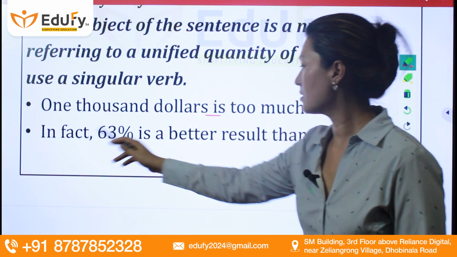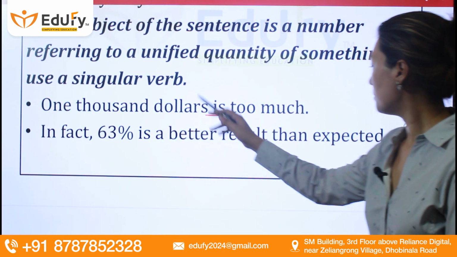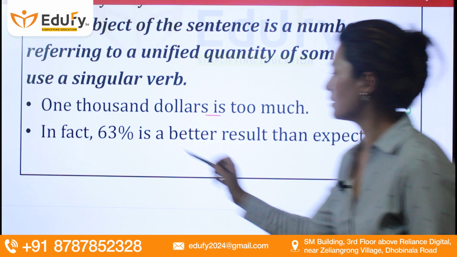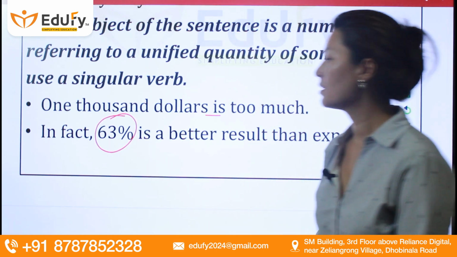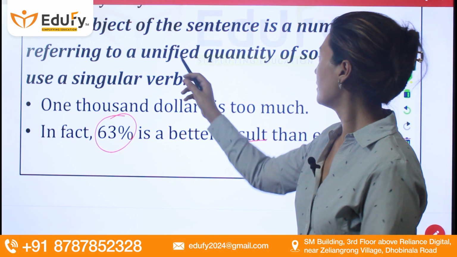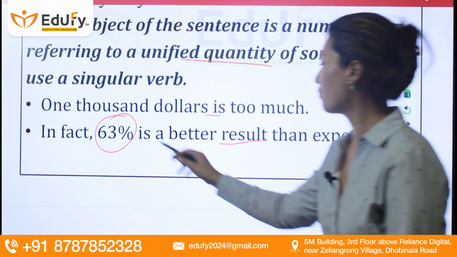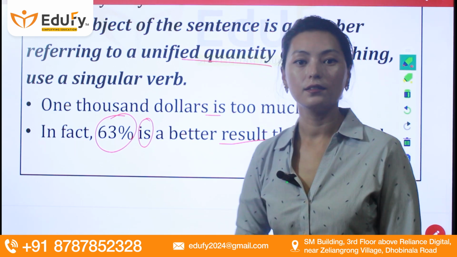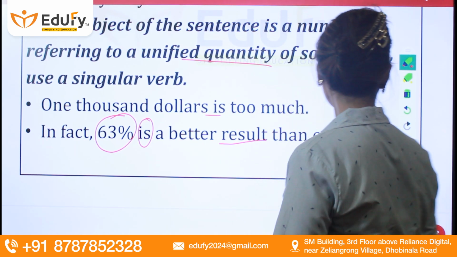In fact, 63% is a better result than expected. So 63%, we're talking about the result, right? Which is a unified quantity again. So therefore, we will consider this a singular verb.